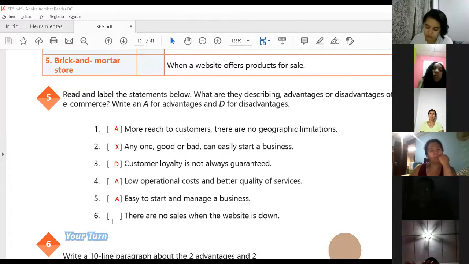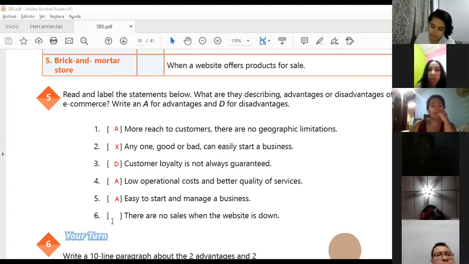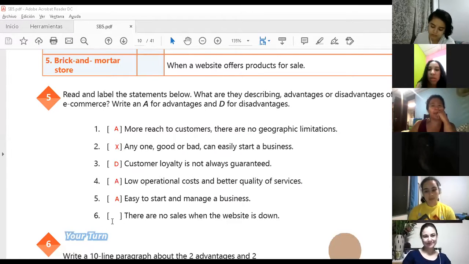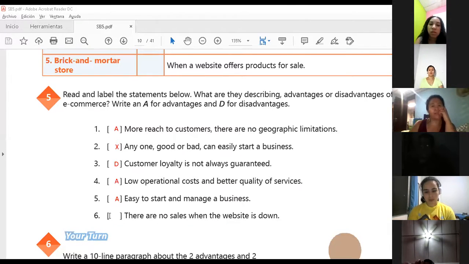Advantage. Next one. Repeat after me, please. There are no sales when the website is down. There are no sales when the website is down. Advantage or disadvantage? Disadvantage. That's right. Okay.